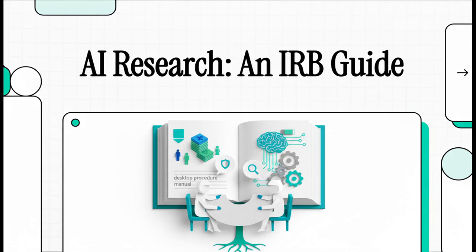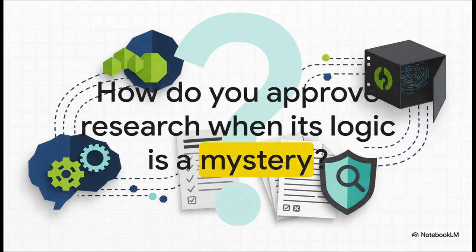Let's dive right in. So this is the million-dollar question, isn't it? As these research proposals involving artificial intelligence start landing on your desk, you're faced with a totally unique challenge. You're being asked to weigh the risks and the benefits of a technology whose decision-making process can basically be a complete black box. How do you do that?